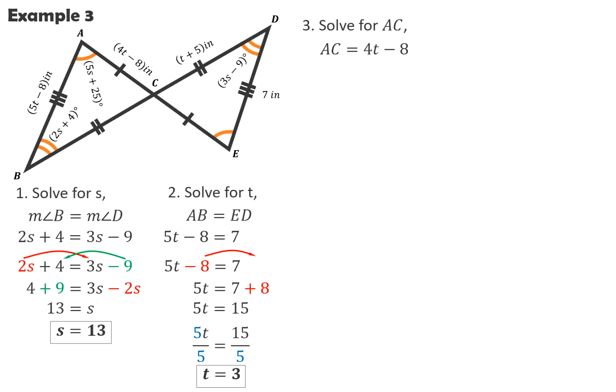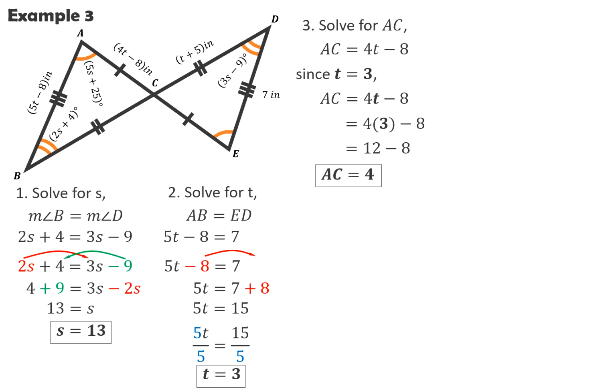So, dahil nasolve na natin, for example, number 2, yung value ng t, which is 3, ang gagawin lang natin, we simply substitute yung value ng t dun sa ating given na equation. So, yung measure ng line segment AC natin ay equal daw sa 4t minus 8. Simply substitute yung value ng 3. So, that would give us 4 times 3 minus 8. So, 4 times 3, that is 12 minus 8. So, ang sagot would be, yung measure ng line segment AC natin would be 4.